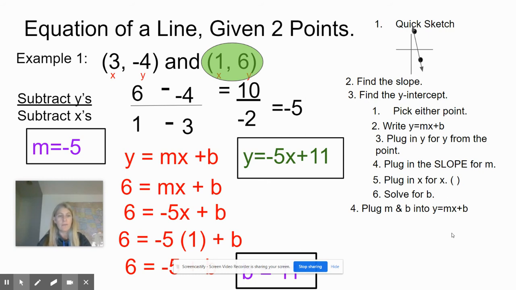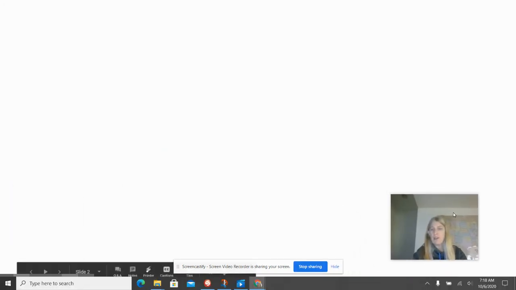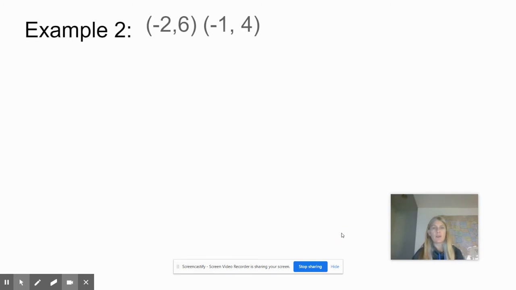So I know that plugging in those x's gives me those y's, so I know that this is the equation of the line. We're going to go ahead and try again with a second set of ordered pairs. So here's our example 2. I'm looking for the equation of the line that goes through (-2, 6) and (-1, 4). So first I'm going to find the slope.